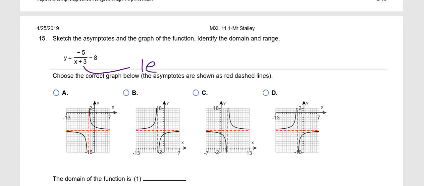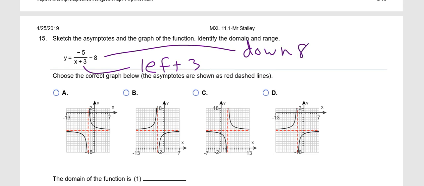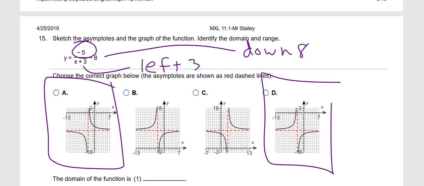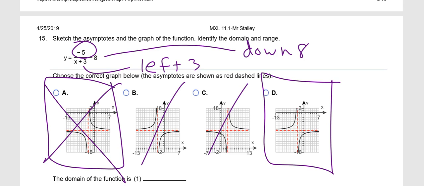Hopefully you know that it's going left 3 and down 8. And we do have it flipped. That's all those pieces of information. Now, if I know it goes left 3 and down 8, then I have really 2 choices. Those are the only 2 that went left 3 and down 8, not those. But A is not flipped, so it is not that choice. It is choice D.